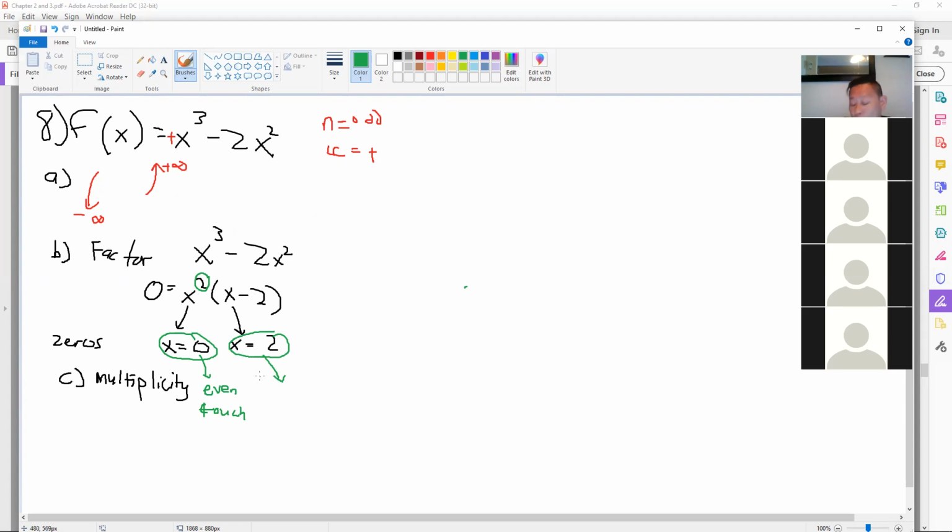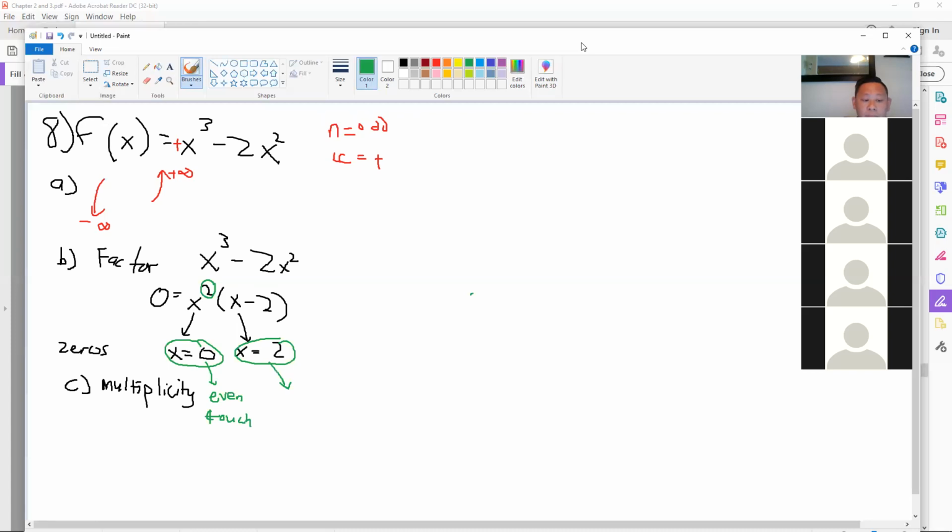Even. And why do you say it's even? What's the power you see? There's no problem. No power means what power is? It's power 1. This is power 1. You're correct. So if this is power 1, means this is what? Even or not? Odd. Yes, this is odd. So that means that it will cross on the graph.